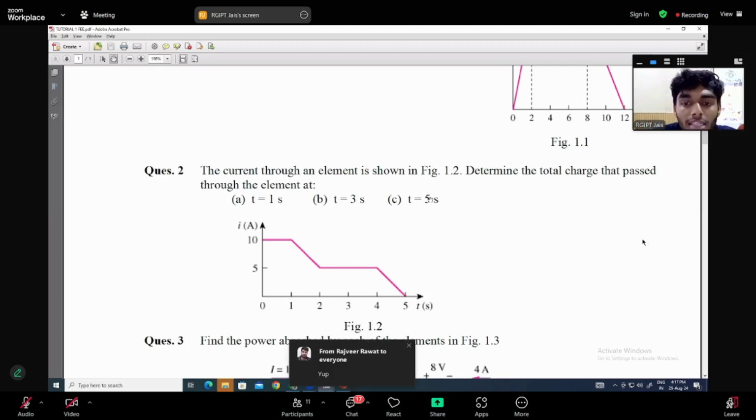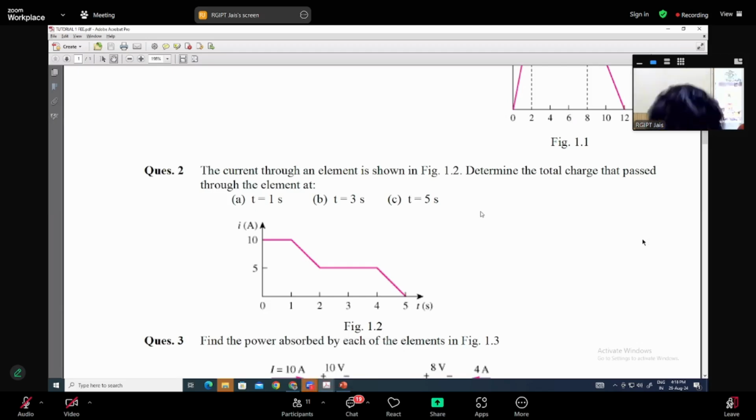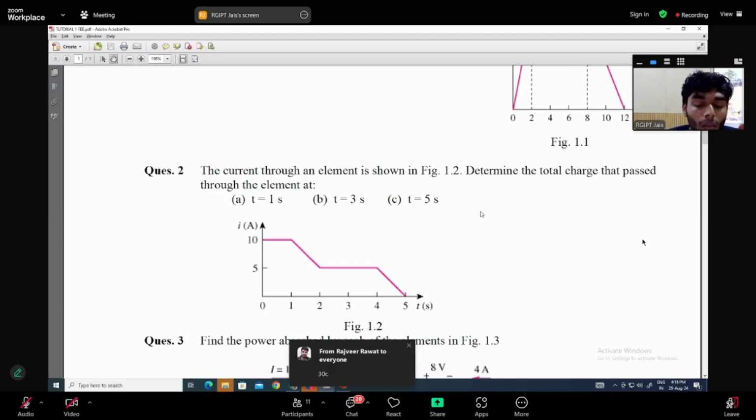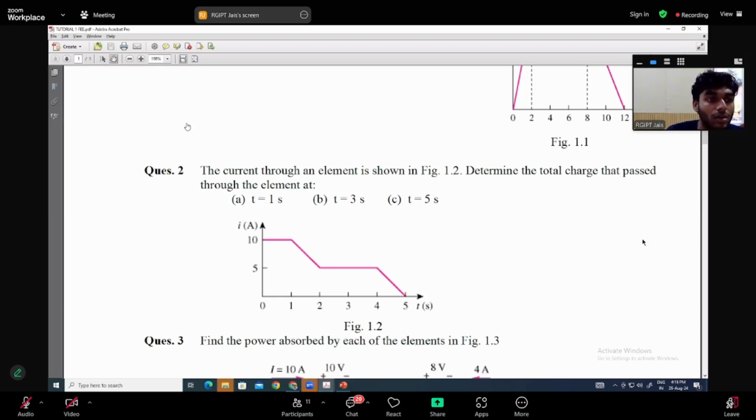So let's move on to C. t is equals to 5 seconds. The major point you have to remember is that we have to calculate the total area under the graph from 0 to 5. Okay, 30, 30. Right. More answers. Not 25 C, it's 30 C. 30, 30, 30. Yes, sir, then is it clear? It's not 25, okay?